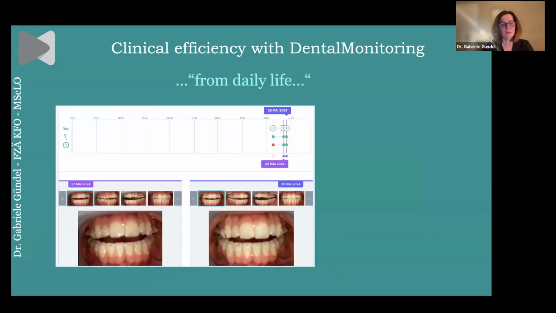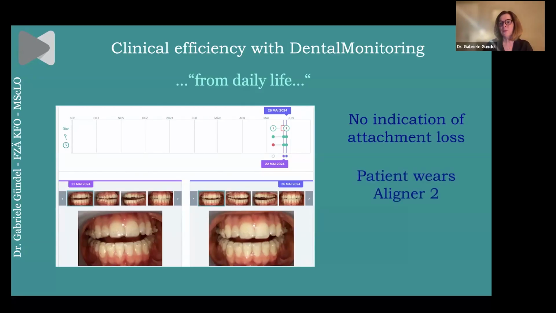So this is really easy because I have on the one side my dental monitoring, and here from the last scan, he was just with his second aligner. So we just bonded the bracket, the attachments. So from the second aligner, there was no indication of attachment loss. So he lost his attachments after the second scan, obviously. So it was only a short time that the patient wore the second aligner. So now I'm very informed here without communicating with the patient.